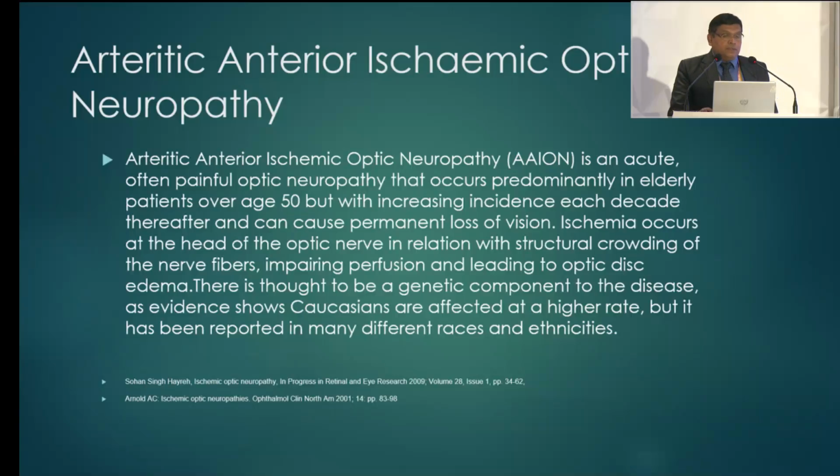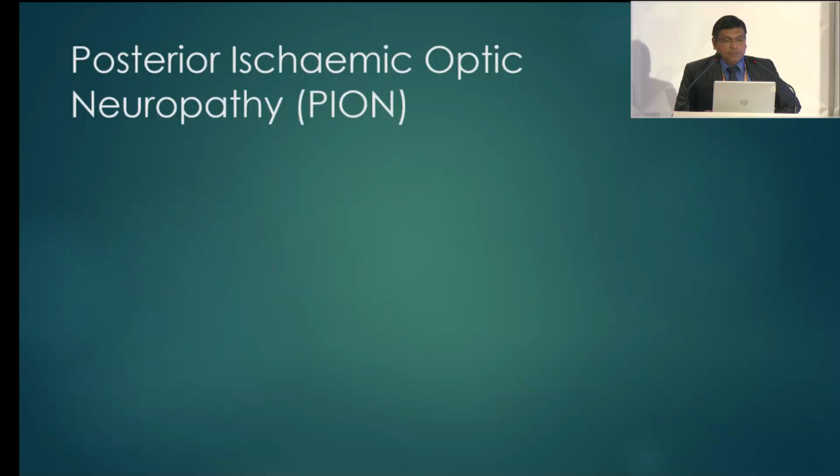But arteritic anterior ischemic optic neuropathy is basically equal to giant cell arteritis. That is the main cause. Usually it occurs in those aged 50 and above. Predominantly you get profound loss of vision with a lot of changes in the optic nerve. There's a genetic predisposition. Caucasians are affected more than other groups, but there are a lot of other differences in ethnicity.